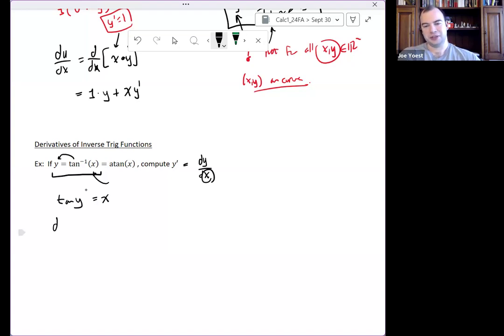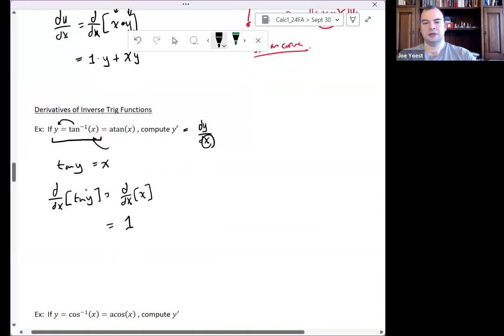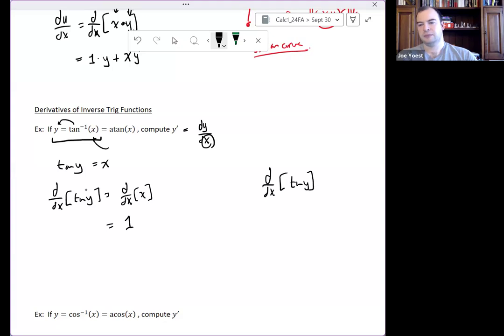We can apply the differential operator to both sides. Now that right-hand side, well, that's super easy. That's just one, right? d by dx of x, that's just the regular old standard derivative from section 3.1. d by dx of tan y, this is where our chain rule comes in nicely.